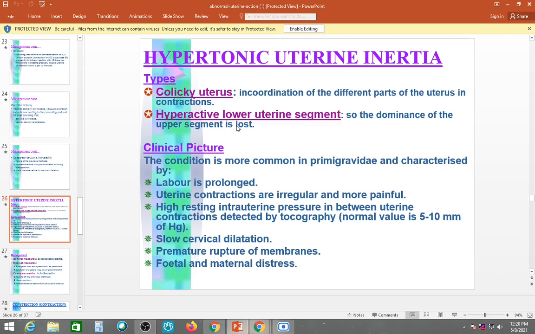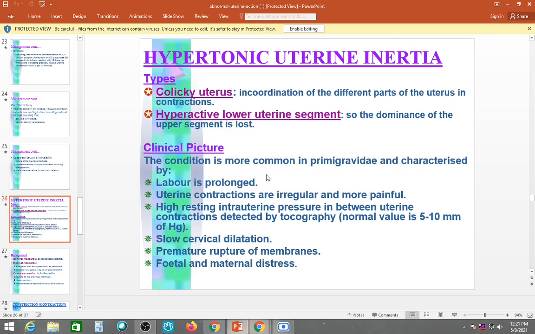Then another one, hyperactive lower uterine segment. The dominance of the upper segment is lost. Here the pain will start, maybe the pacemaker will start from the lower segment. There will be no dominance, whereas normally contractions start from the upper segment. There will be relaxation of the lower abdomen, then contraction of the upper abdomen, and relaxation, and then contraction of the lower segment.